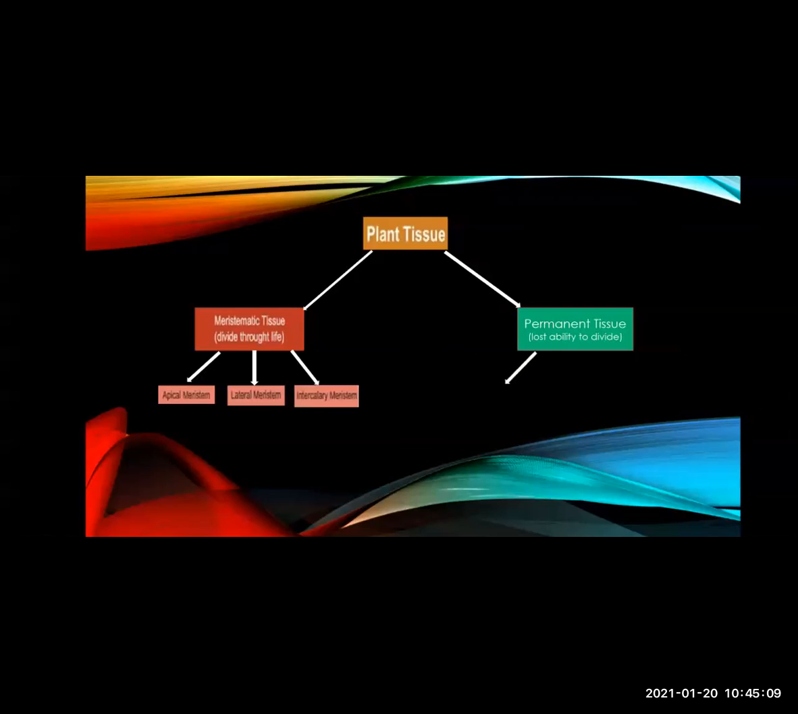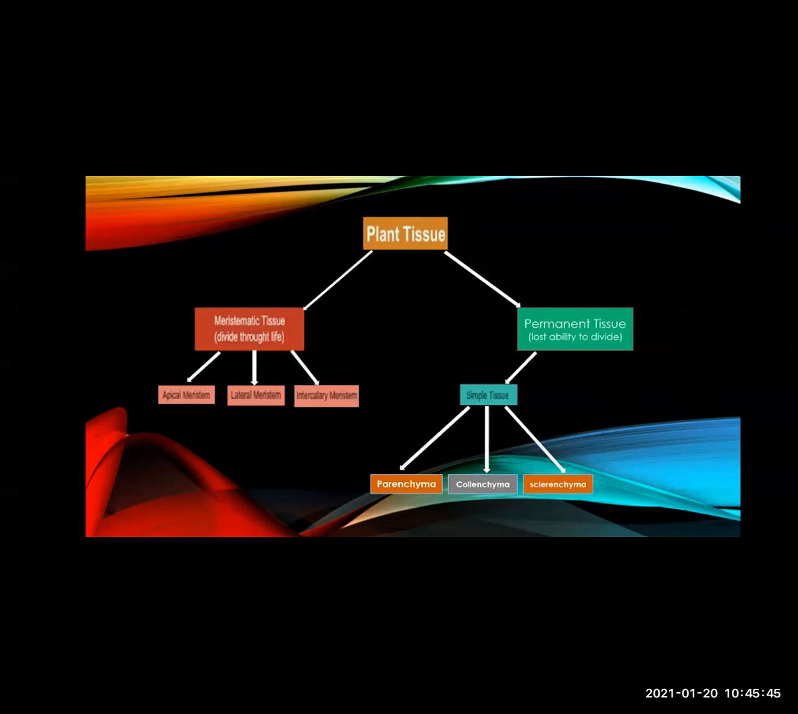There are two major types of permanent tissue. One is simple tissue. And what is simple tissue? The tissue which is made up of single cell type. When the tissue is composed of only one type of cells, it is known as simple tissue. These simple tissues are parenchyma, second is collenchyma, and the third is sclerenchyma.